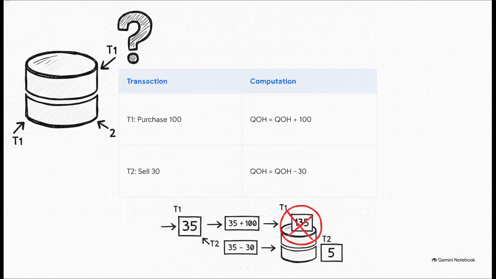Now, let's look at this exact scenario to see what happens when concurrency control fails. Meet our first villain, known as a lost update. Imagine the database says, we currently have 35 units of a product in stock. Transaction 1 wants to purchase 100 units, so it reads the value 35. At the exact same millisecond, Transaction 2 wants to sell 30 units, and it also reads the value 35. Transaction 1 adds 100 to 35 and saves 135 to the database. But then, a microsecond later, Transaction 2 subtracts 30 from its initial read of 35 and saves 5 to the database. Transaction 1's update was completely overwritten and lost forever, all because the system didn't isolate the data.